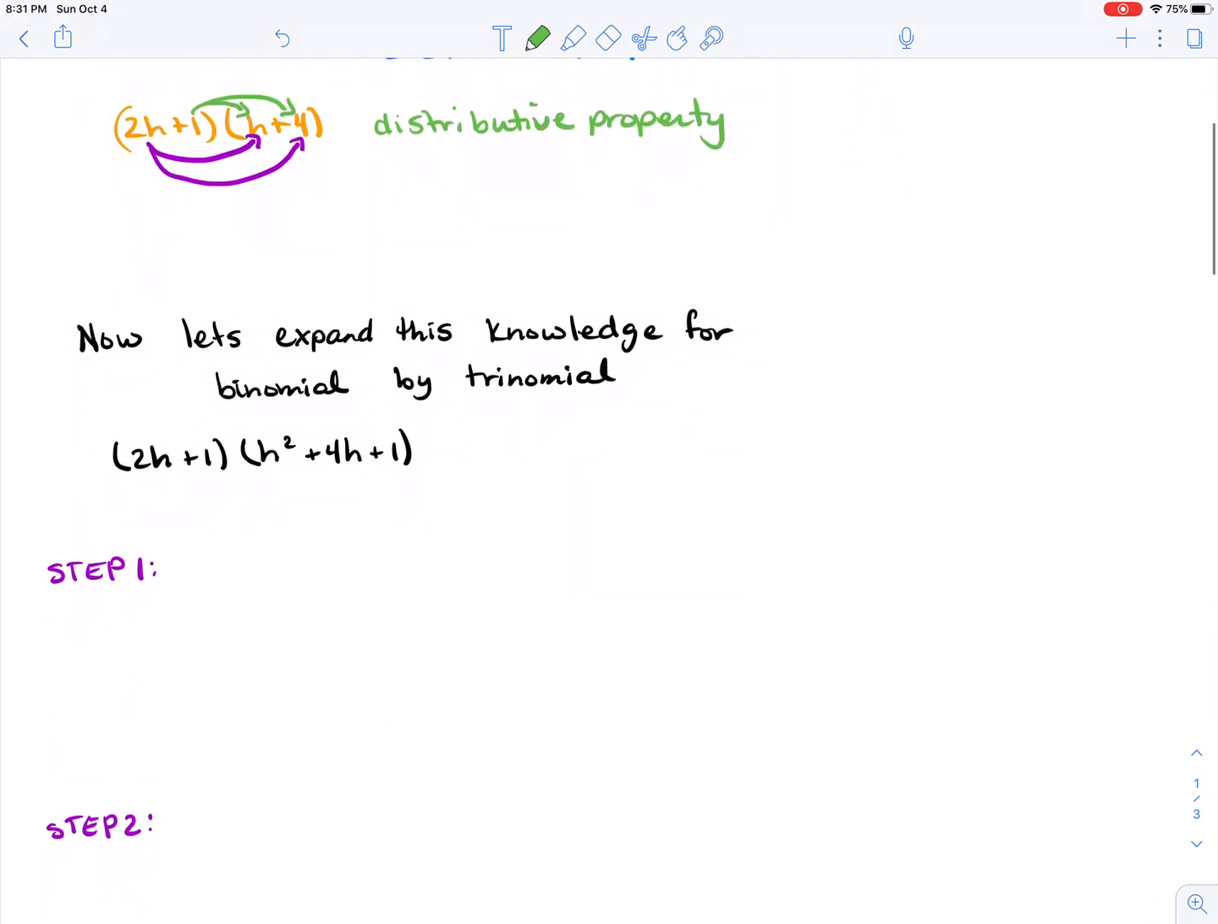So if we do the distributive property, we'll see that we have the 2h here. We would multiply it by h squared. So let's go ahead, and as step 1, we're going to expand using distributive property.